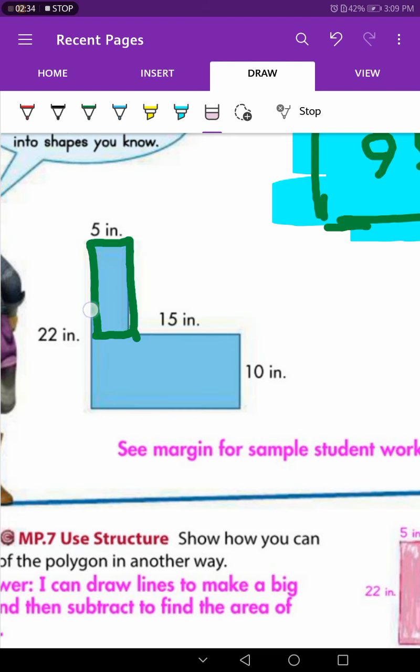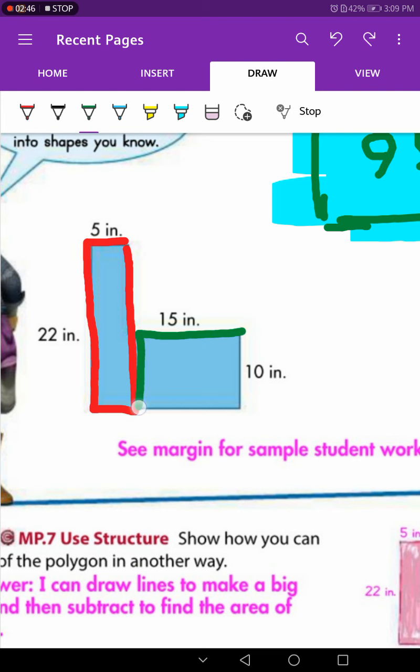Or some students like to cut like this. You are free. The same answer you will get. So the first rectangle and the second rectangle will have these two dimensions. It is up to you, my dear students. But in both cases, you have to find the correct dimensions for each rectangle.